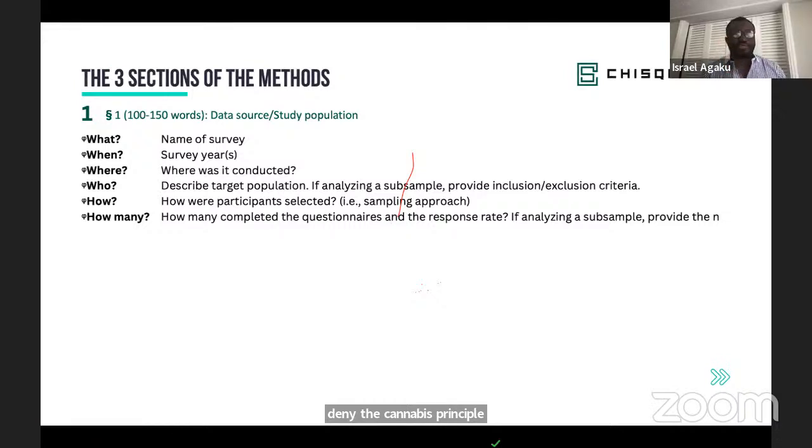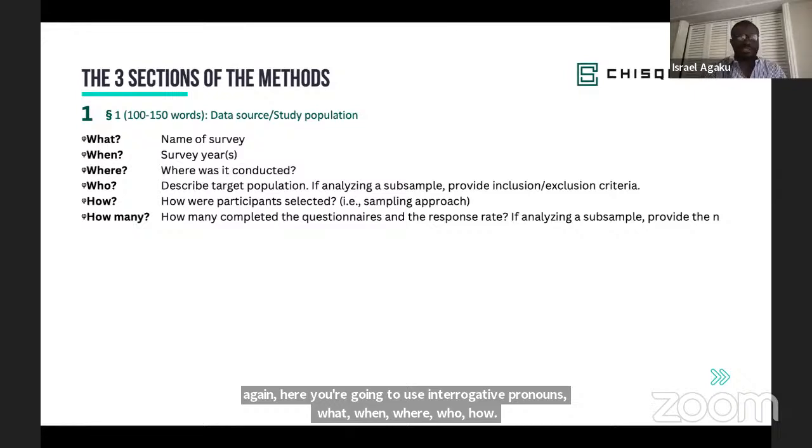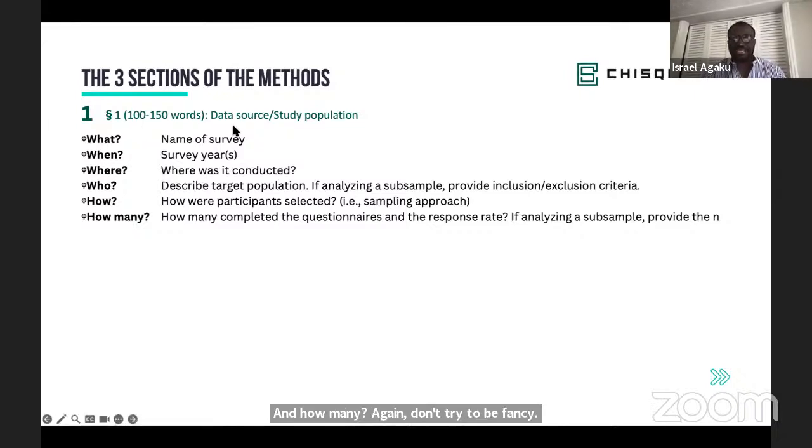The methods should have 3 sections. One, the first section should be the study population or the data source. And again, here you're going to use interrogative pronouns: what, when, where, who, how, and how many. Again, don't try to be fancy. Just write out these questions and just answer them.